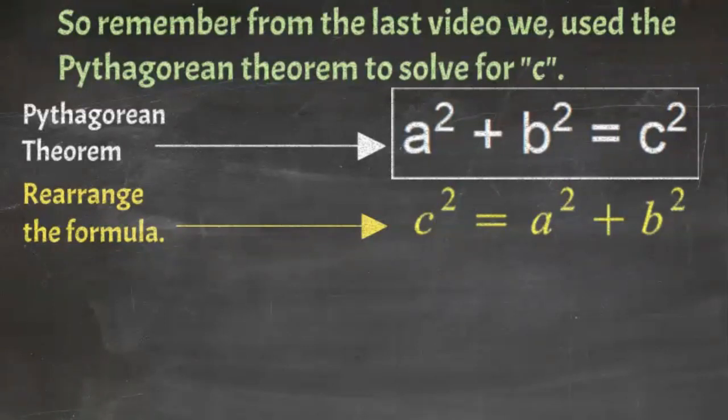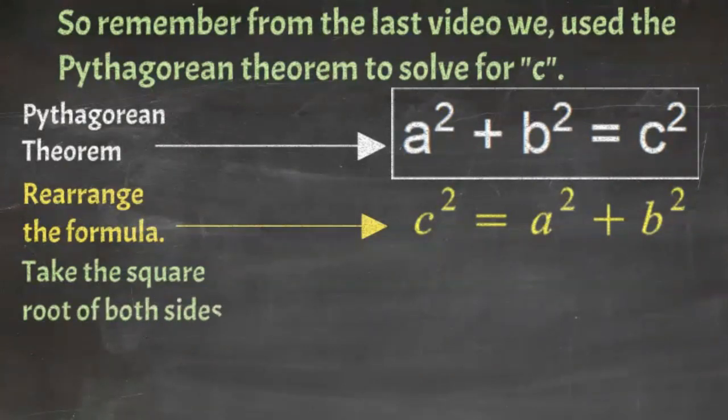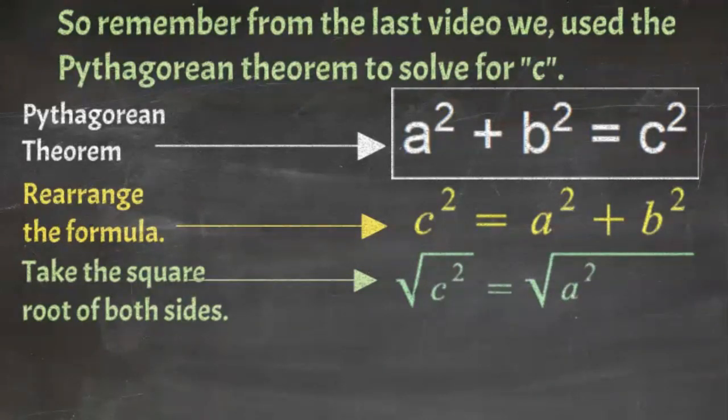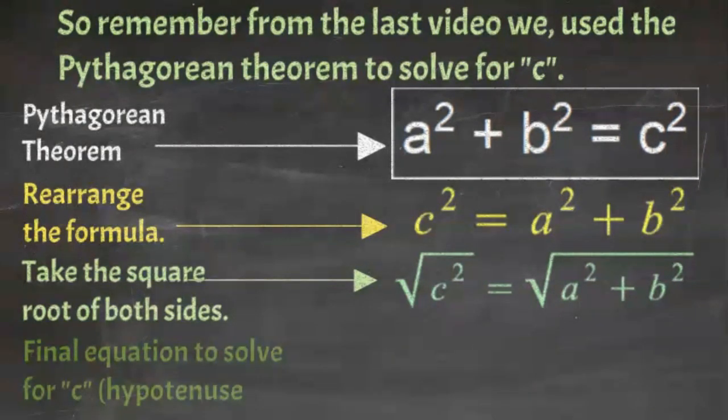The second step is we take the square root of both sides of the equation. So we put a square root symbol over the c squared, equals the square root of a squared plus b squared. Remember, it acts like a parentheses. The final equation to solve for c, the hypotenuse, is the square root of c squared is c, which is equal to the square root of a squared plus b squared.